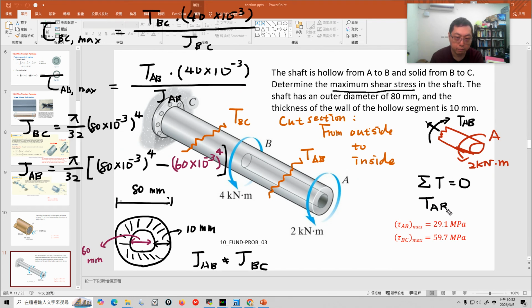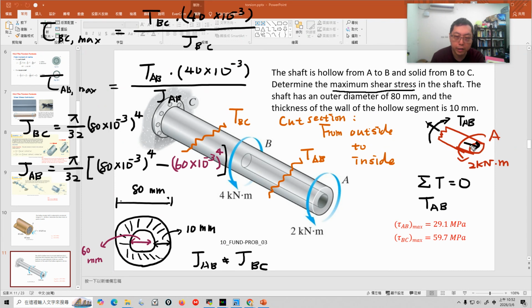Okay. Well, and what is the sign for torque at the A? Okay, use this right hand rule. The right hand rule, the rotation in this direction, what's the thumb direction? The thumb direction is here.